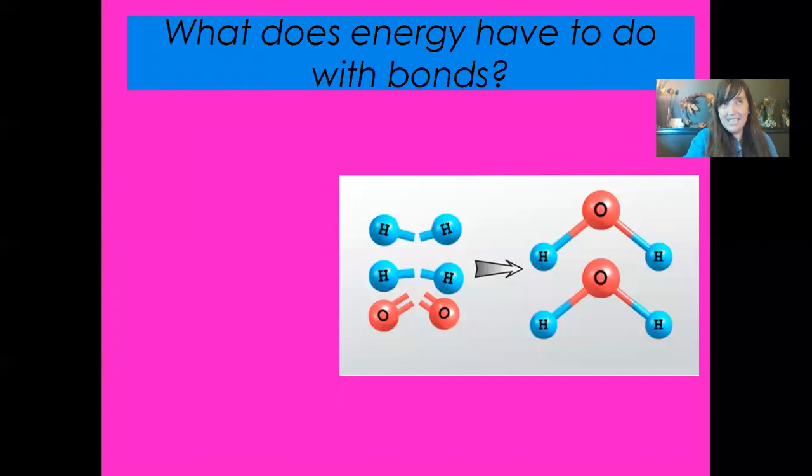Okay, so let's take a step way back and think about, remember, what does energy have to do with bonds? All right, so remember your model of the magnets. Does it take energy to pull them apart or put them together? It takes energy to pull them apart, right? You have to put energy in to break a bond. The atoms want to be together. They are more stable in a bond, right? So when they come together, they release energy. When you break a bond, you have to put in energy.